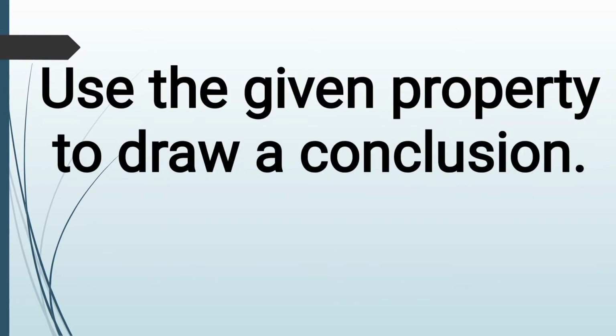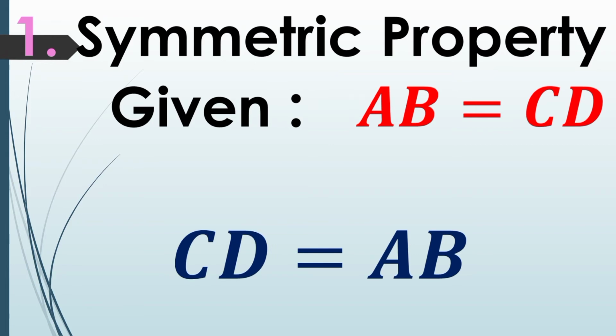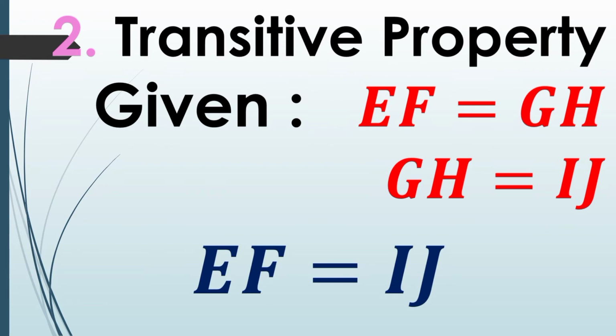Now, use the given property to draw a conclusion. Number 1, using symmetric property, the given is AB equals CD. Therefore, the conclusion will be CD equals AB. Number 2, using transitive property, the given are EF equals GH and GH equals IJ. The conclusion will be EF equals IJ.